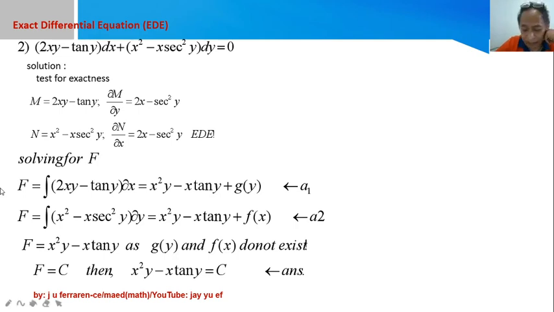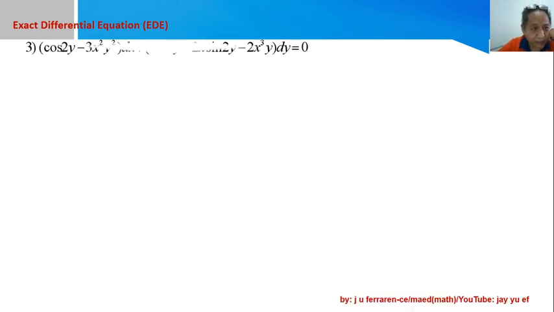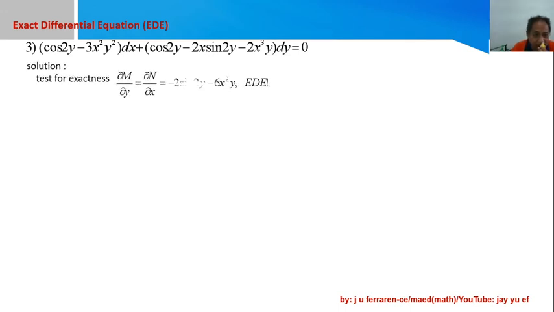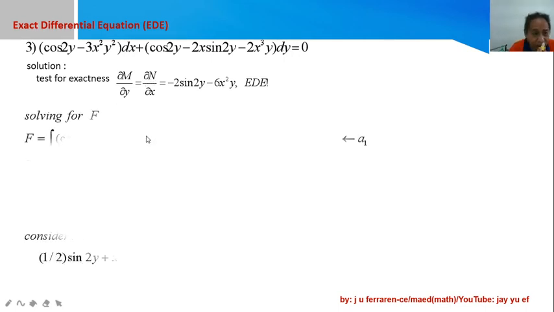Okay? So, for the third, we have cosine 2y minus 3x squared y squared dx, then plus cosine 2y minus 2x sine 2y minus 2x cubed y dy. Actually, this is being tested for exactness, and we know that this is exact, with the partial derivative with respect to y equal to the partial derivative with respect to x. So I can now proceed with f.